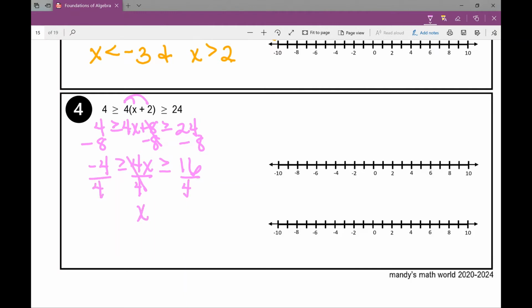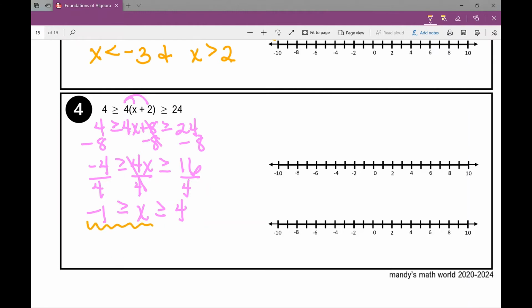I'm still left with x greater than or equal to 16 divided by 4, which is 4, and -4 divided by 4 is -1. So now I have my solution, and that's fine if you just want to leave it like that. But when I'm graphing, I like to rewrite it.